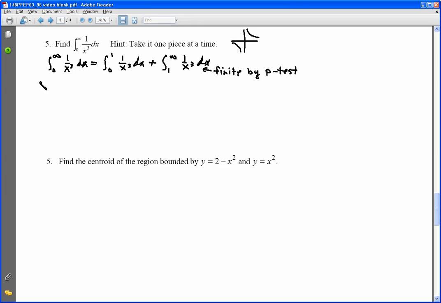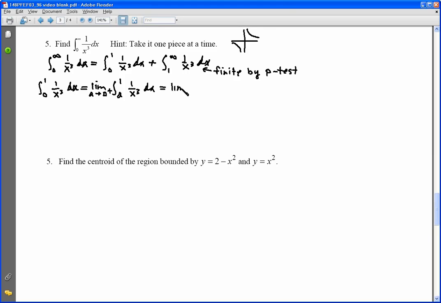So let's work on the integral from 0 to 1 of 1 over x cubed dx. And our trouble spot is down at 0. So remember, we change this into a limit, and we do the integral from a up to 1 and let a approach 0 from the plus side, of 1 over x cubed dx.